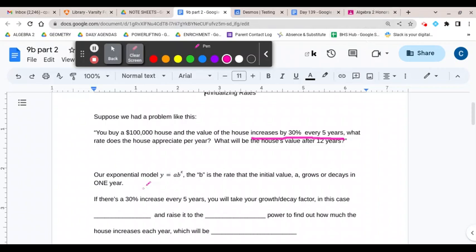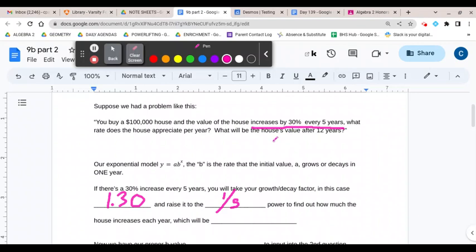Here's how we're going to do this. If there's a 30% increase every 5 years, we're going to take our growth or decay factor, which is going to be 1.30, because 30% increase is 1.30. And we're going to raise it to the 1/5 power. In the previous video, I calculated it, and here I don't want to calculate it because it's going to give us an answer that's a little off, and I want to be as precise as we possibly can here.